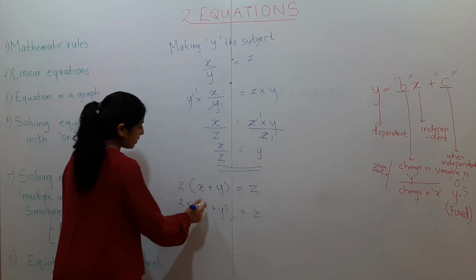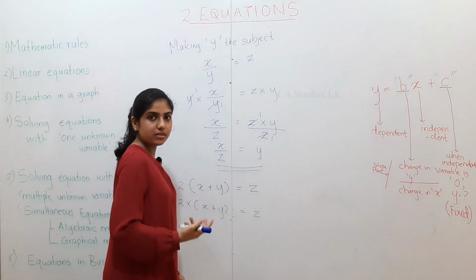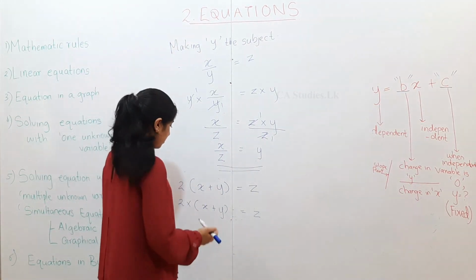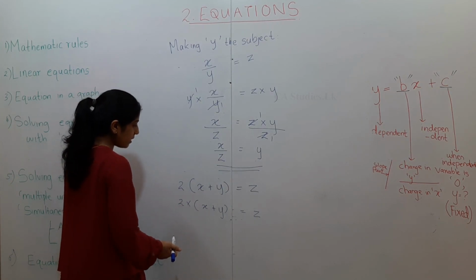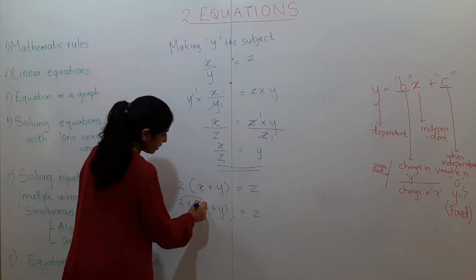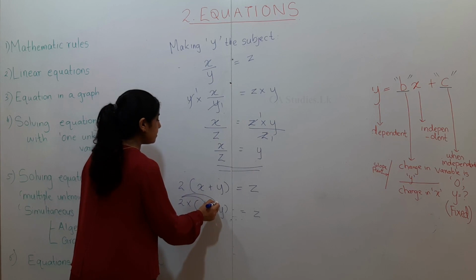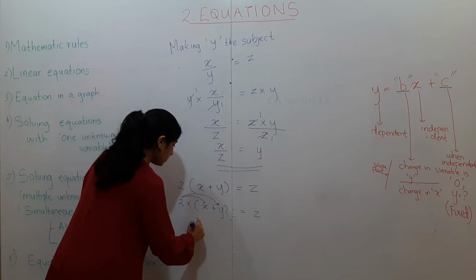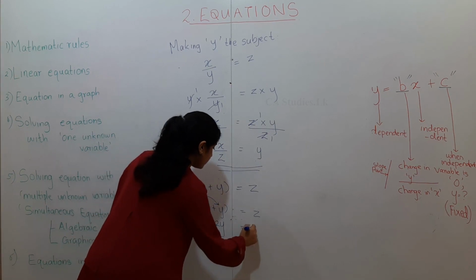When you multiply in brackets, now this is a new concept, listen carefully. In multiplying out brackets, you first multiply the outside figure by the first figure, and then the outside figure by the second figure. Then you will get 2x plus 2y equals z.